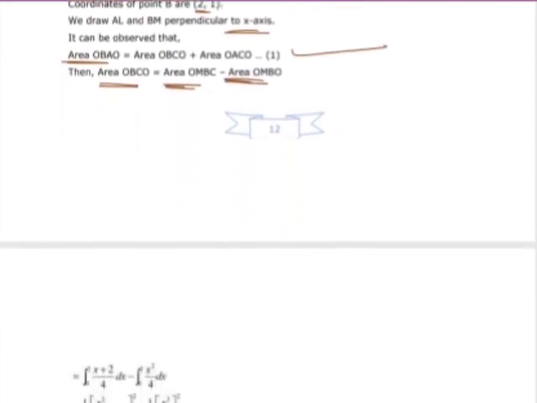So now substitute the values here. It is integration 0 to 2 of (x plus 2) by 4 dx minus integration 0 to 2 of x square by 4 dx. So just substitute the value. Take 1 by 4 outside. Integration of x is x square by 2, and constant 2 is nothing but 2x.